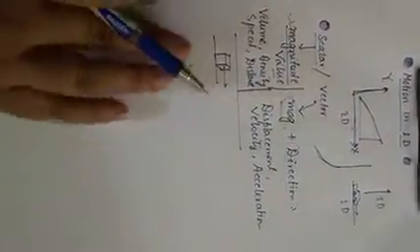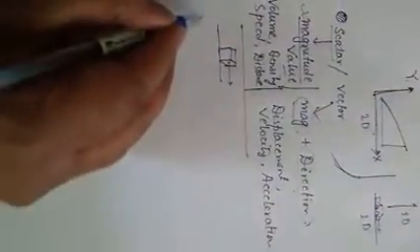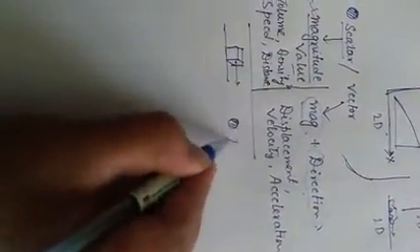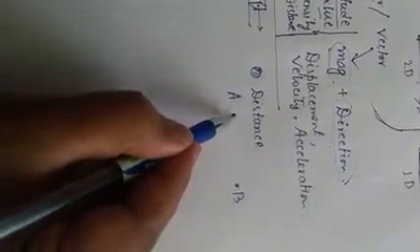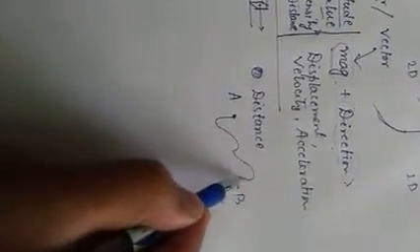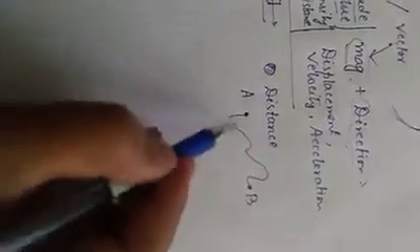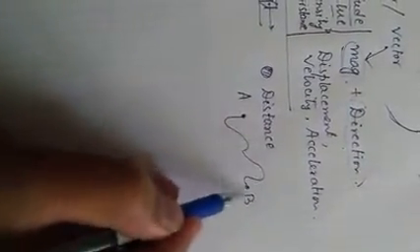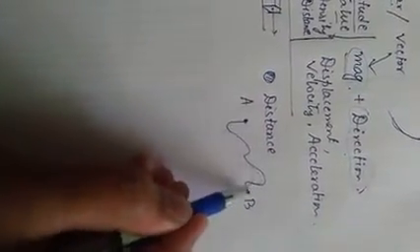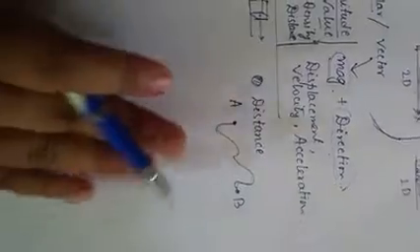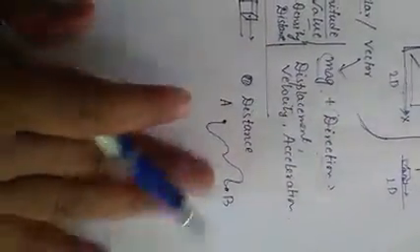Now the first topic is distance. So what is distance? Suppose this is point A and this is point B. Suppose you are traveling from A to B via a path, this path. The total distance will be the total length of this path. So distance means nothing but length.